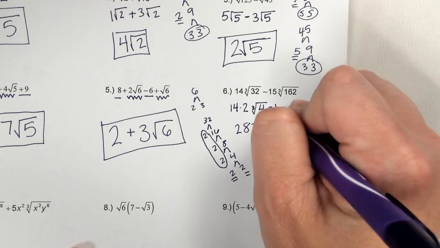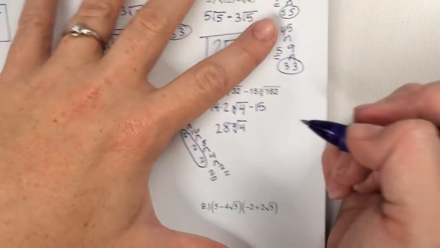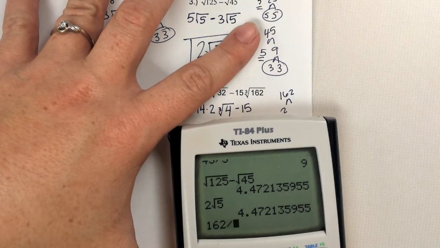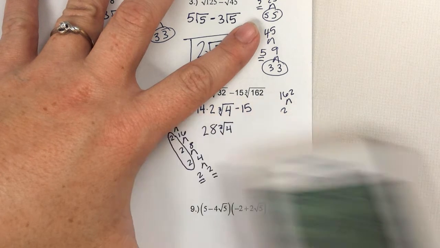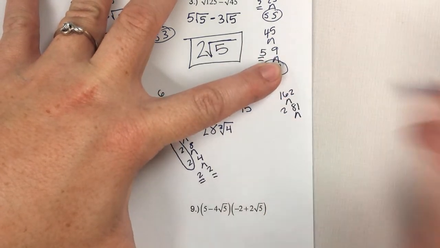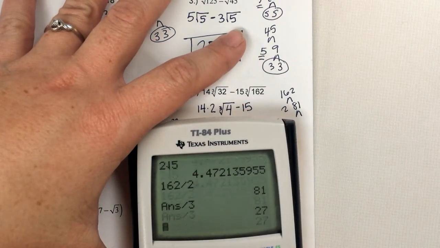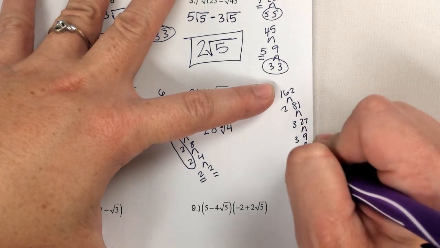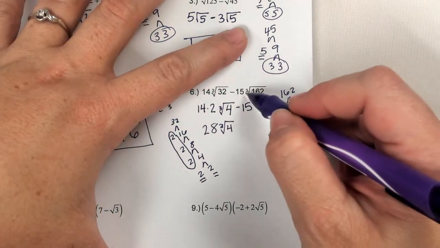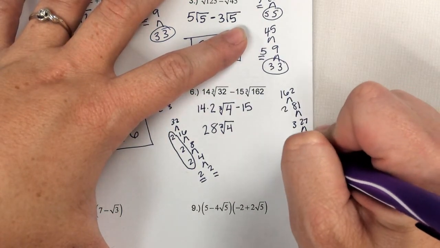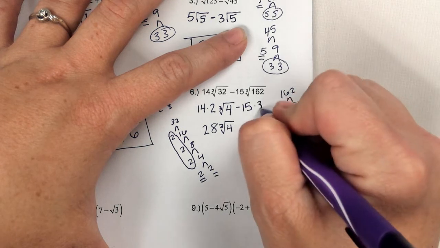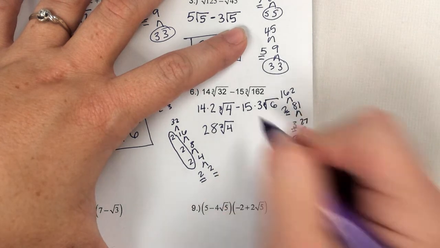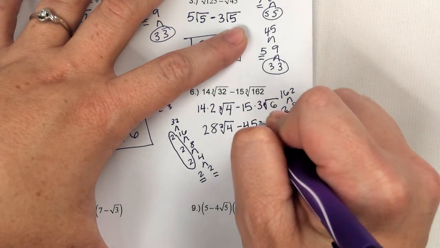Bring down my minus 15, and now I'm going to break down 162. So 2 and 81. Now 2 does not go into 81, but 3 does 27 times. 3 goes into 27 9 times, and 3 goes into 9 3 times. Again, it's a cube root, so I need a set of 3 that match. So I'm going to take out a 3, and I have 3 times 2 left over, which is 6. Negative 15 times 3 is negative 45, cube root of 6.